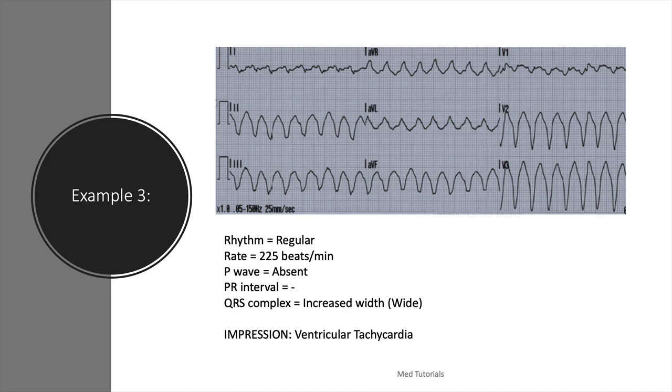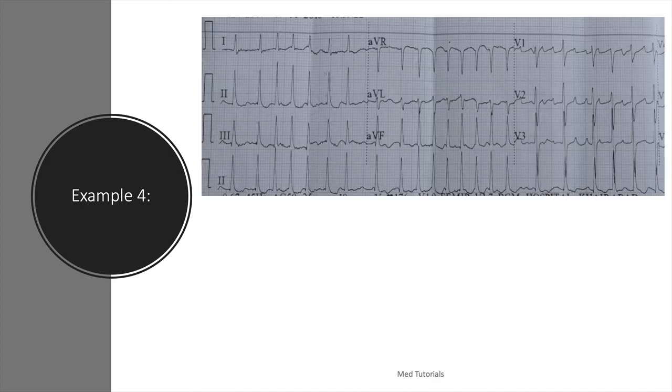SVT with aberrancy is the differential diagnosis, but if you apply some of the points, we see the QRS concordance, they all look negative. There's no specific RBBB type pattern, but as I said earlier, it's quite difficult to differentiate ventricular tachycardia from SVT all the time. So when in doubt, always treat such an ECG as a ventricular tachycardia. Now pause and try this ECG.